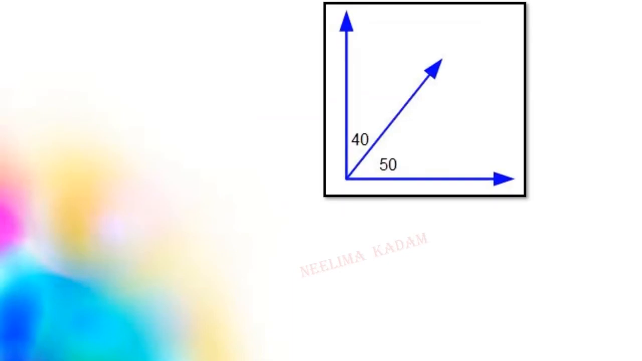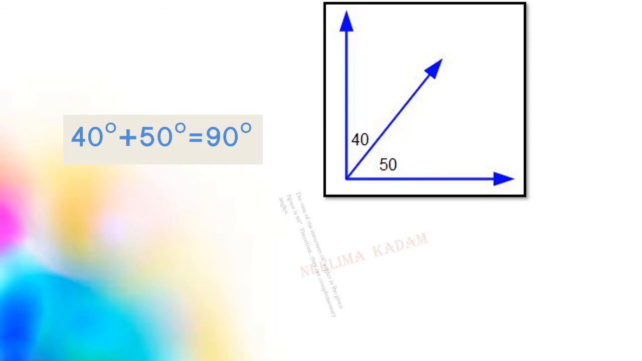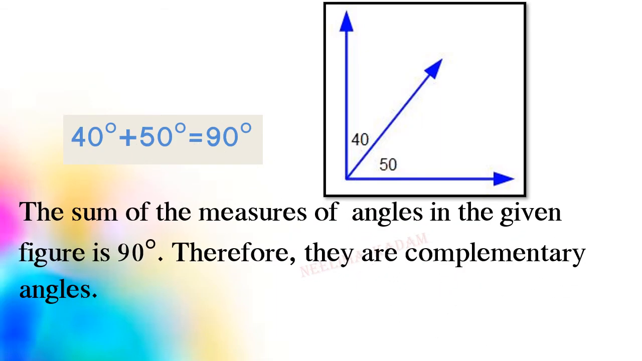Next figure. Now here also there are two angles. Let's add them together. 40 degrees plus 50 degrees, which is 90 degrees. So the sum of the measures of angles in the given figure is 90 degrees. Therefore they are complementary angles.